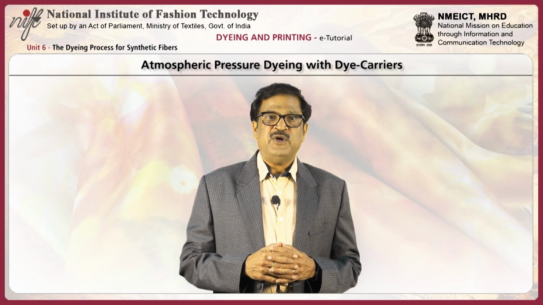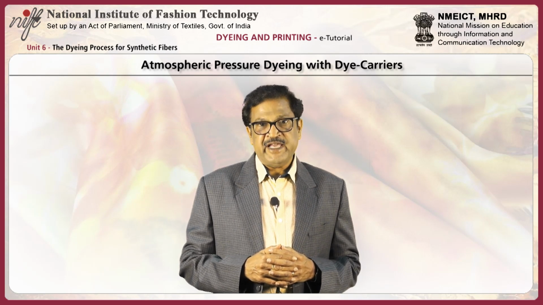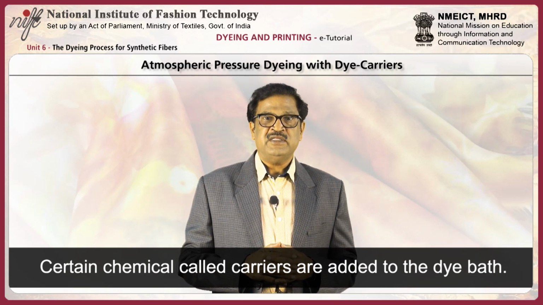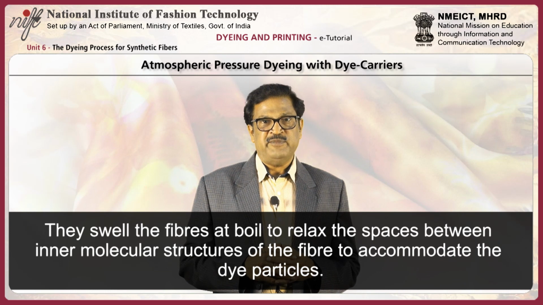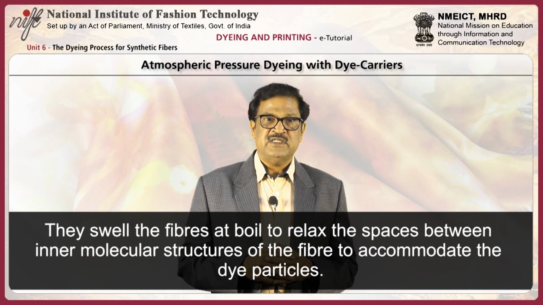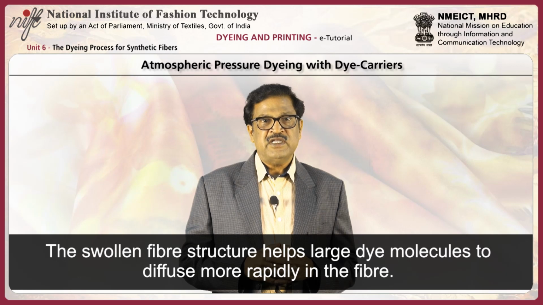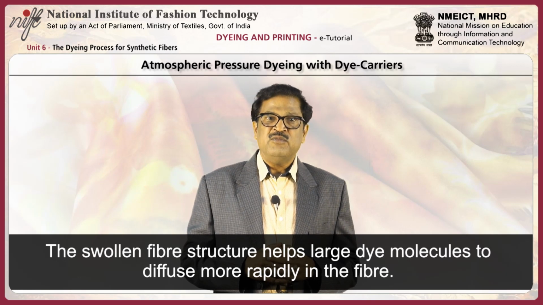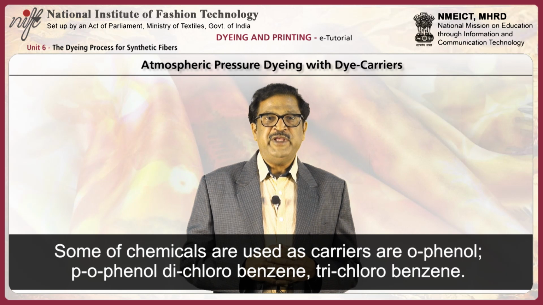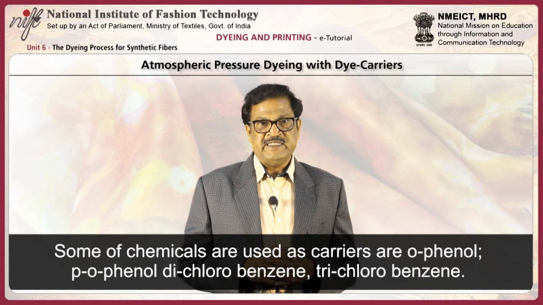Atmospheric pressure dyeing of polyester fibers with dye carriers. Certain chemicals called carriers are added to the dye bath. They swell the fibers at boiling temperature to relax the spaces between the inner molecular structure of the fibers to accommodate the dye particles. The swollen fiber structure helps large dye molecules to diffuse more rapidly in the fiber. Some of the chemicals that are used as carriers are o-phenylphenol, p-phenylphenol, dichlorobenzene, and trichlorobenzene.